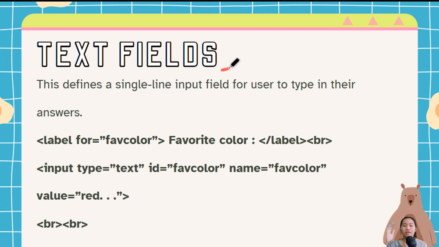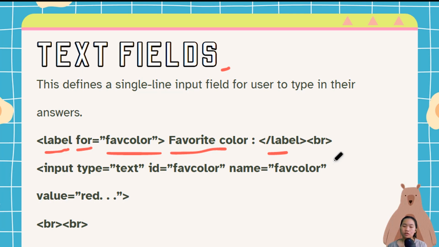Now, obviously, it's not the whole thing, but it's just for demonstration purposes, just to show you what it's all about. First, I have label. You're always going to have label, otherwise the user won't know what to type in there. And you have for, once again, we meet it, favorite color, and I have favorite color over here. I close the label because it's not empty.